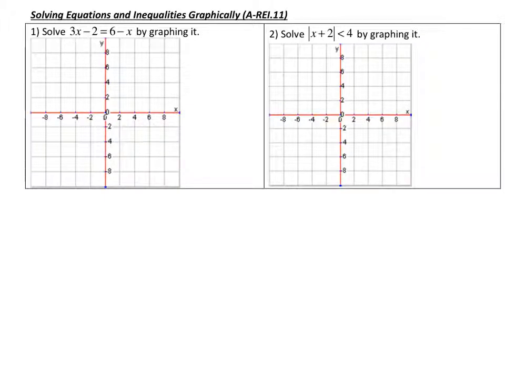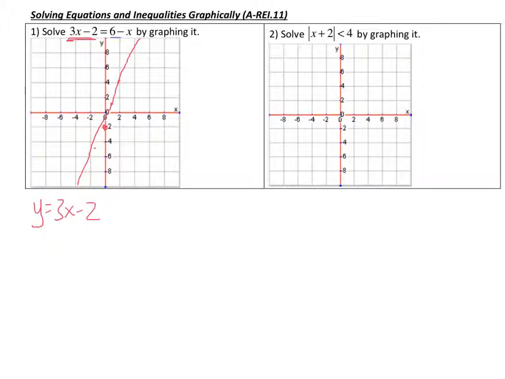I'm going to do this one in red. So let's graph that. That graph, we start at negative 2. Okay, and we're going to go up 3 over 1, up 3 over 1. And you go down 3 over 1, and you'll kind of get this graph right there. So we graphed y equals 3x minus 2. That was our first step.